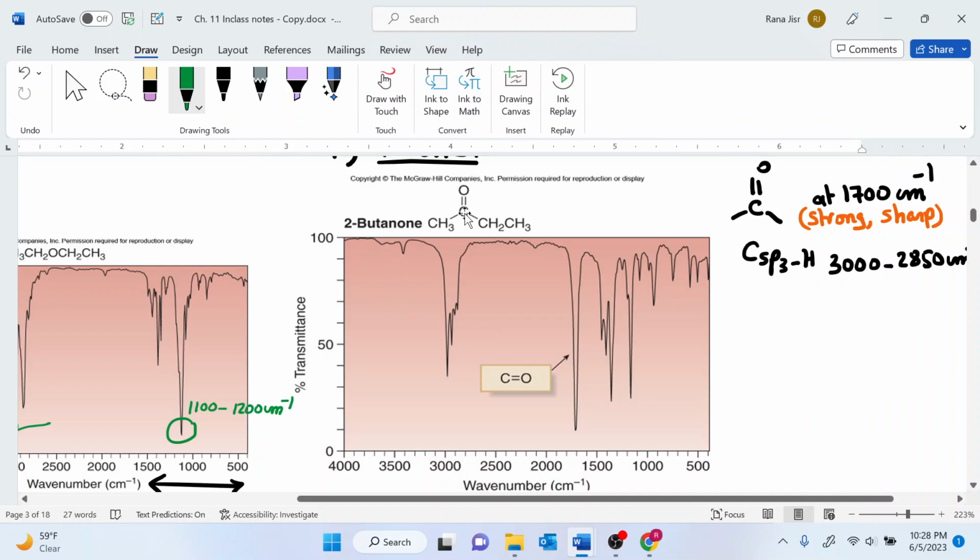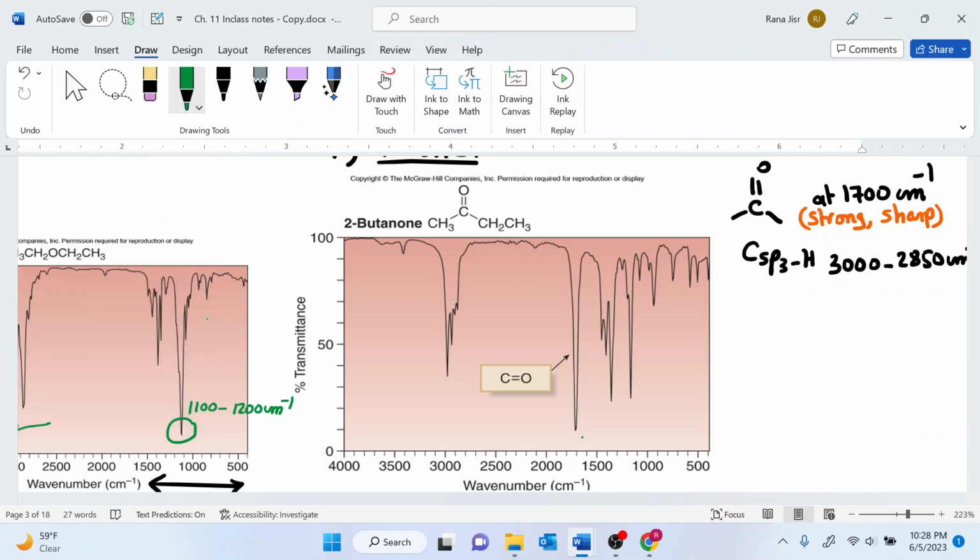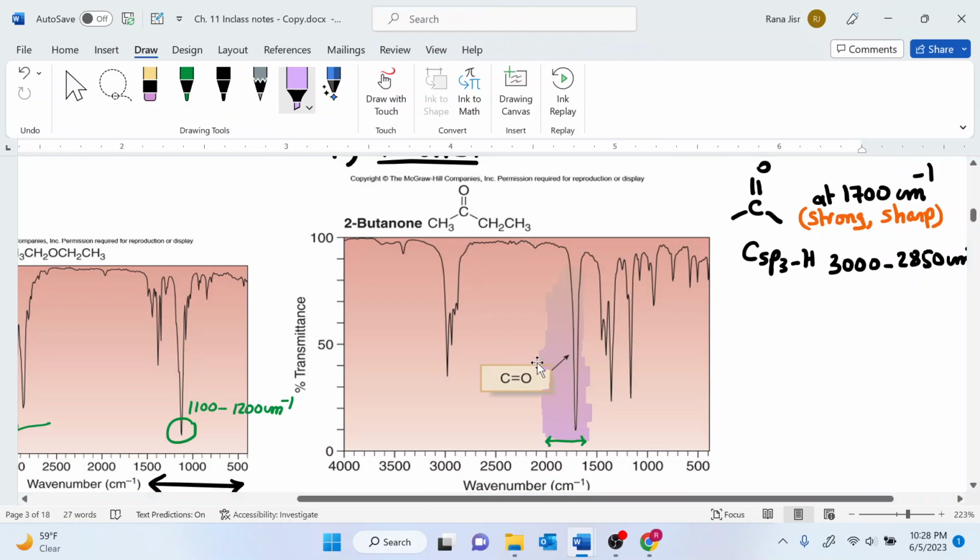Carbonyls can be either aldehydes, ketones, carboxylic acids, esters, or amides. So it really depends on what you are looking for. In general, carbonyls absorb in the region between 1600 to 1900 centimeter to the -1. This whole region here is only for the carbonyl. There is no other functional group normally that absorbs in this region, so this is a characteristic for a carbonyl.